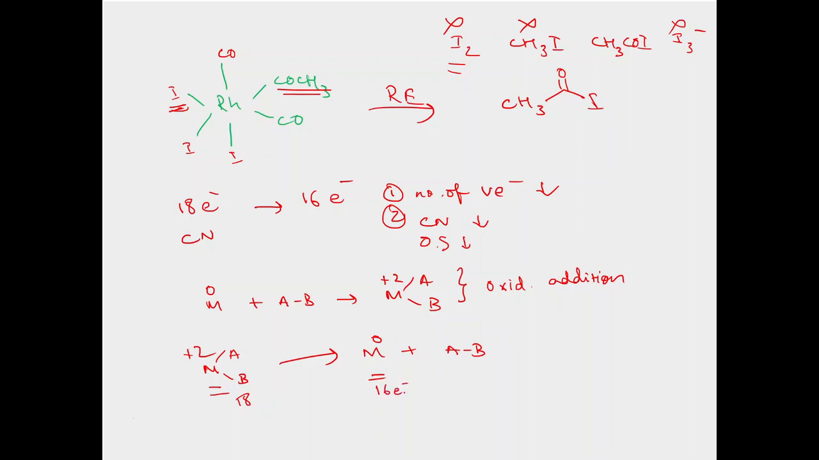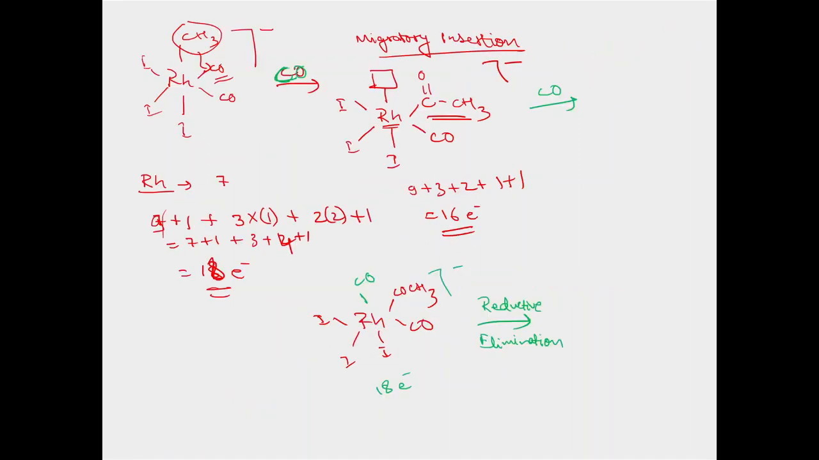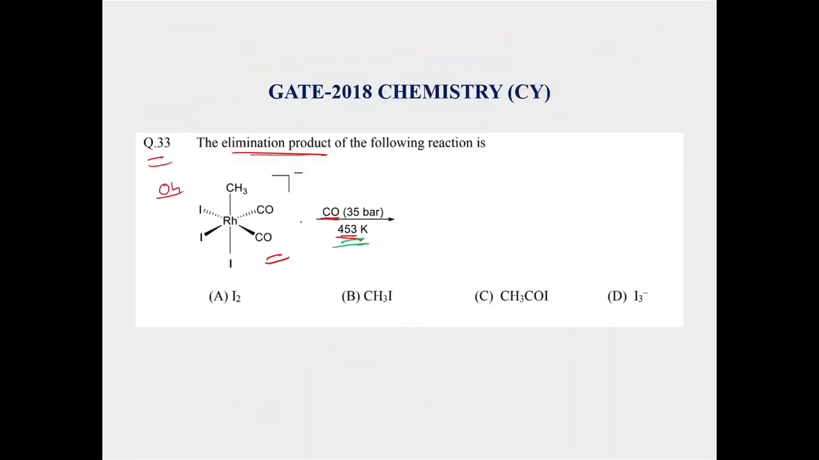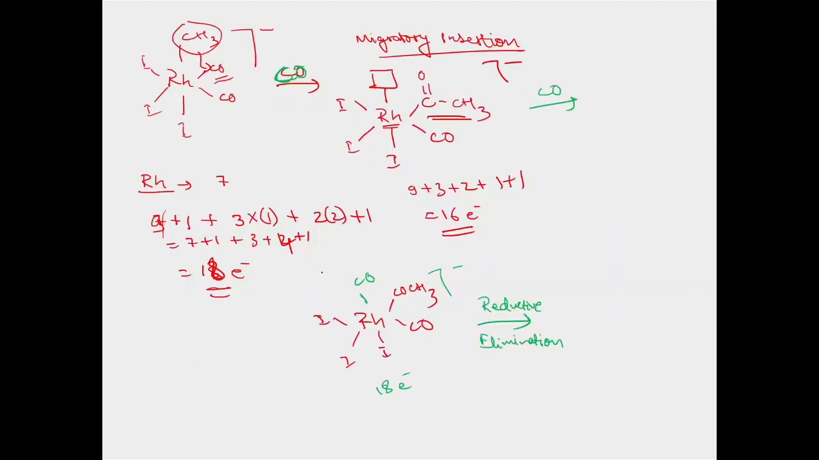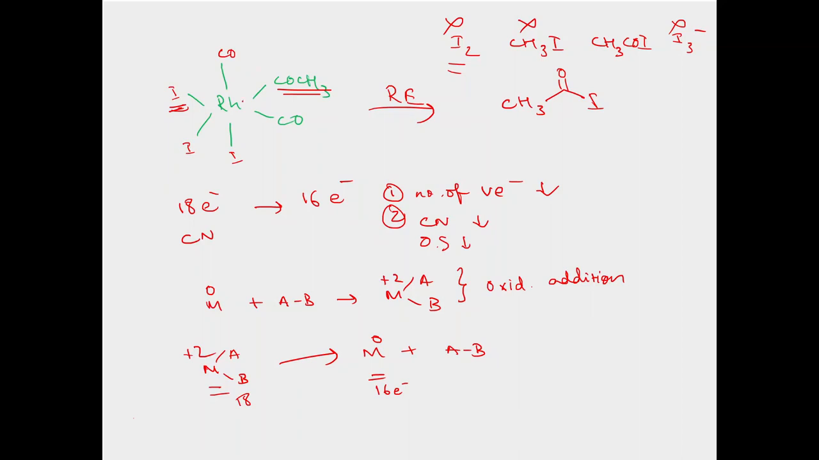So here they are asking what the elimination product is. We can see why this reductive elimination is taking place, because they are giving high temperature. From this complex, after the migratory insertion step, now reductive elimination will take place. So we have to see which two ligands will combine and come out. For that also, only the ligands which are present cis to each other can come out together, like CH3COI.